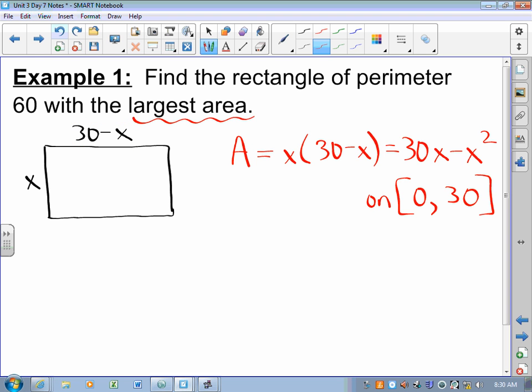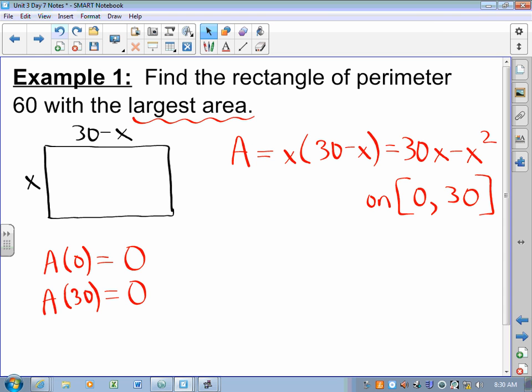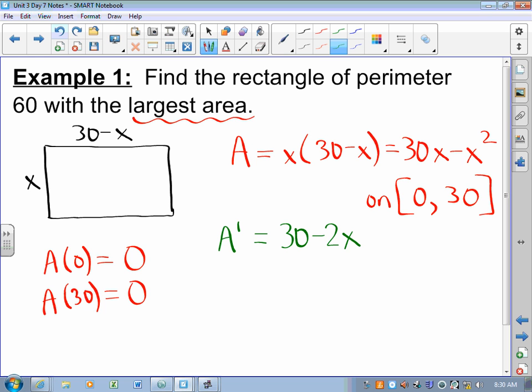So I am looking for an absolute maximum on a closed interval. That max will happen either at an endpoint or at a critical point. I know what the area is at 0, and I know what the area is at 30. So I'm looking for what the area is at a critical point inside the interval. How do I find a critical point? I take the derivative. I find out where the derivative is 0 or undefined. The derivative in this case, A prime, is 30 minus 2x.